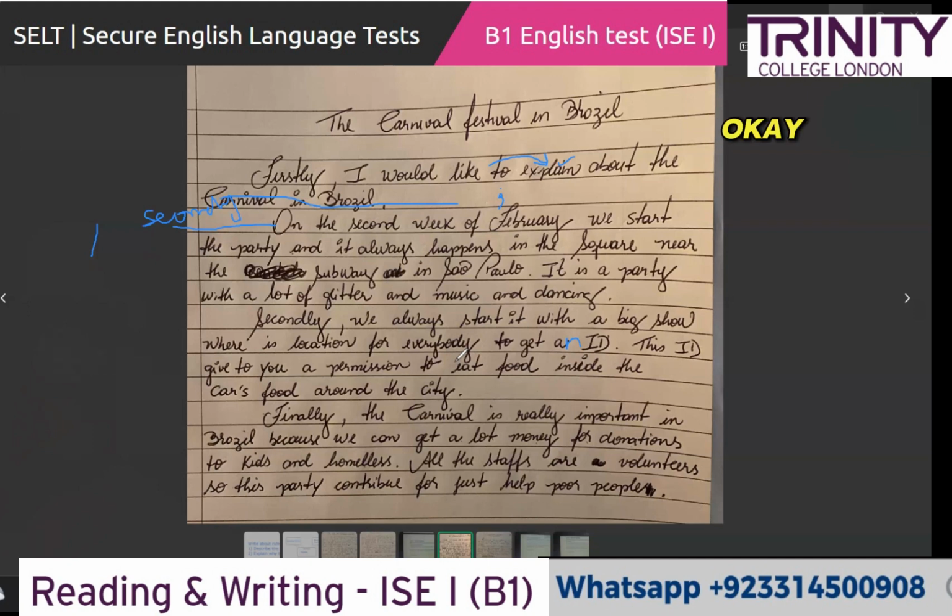Finally, the carnival is really important in Brazil because we can get a lot of money for donations, from donations to kids and homeless. All the staff are, cut that S, staff are, what is this? Volunteer. All the staff volunteer. Staff is a collective noun. We don't put S with it.